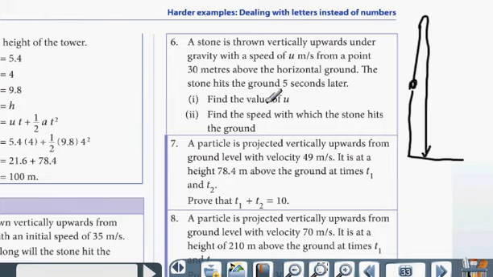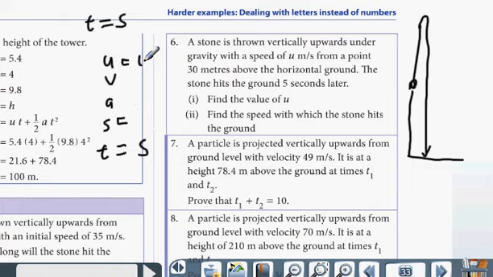Find the value of u, okay? So we know total time equals 5. We're going to use SUVAT. So we know that time equals 5. u equals u. v equals, a equals, s equals minus 30. Can I explain the minus 30?